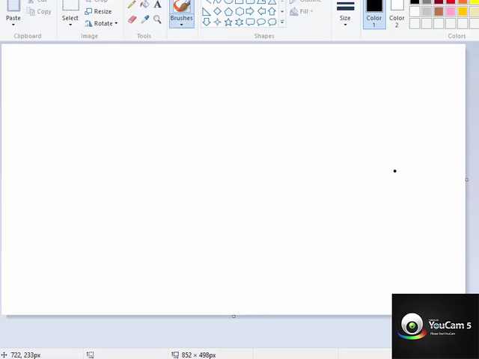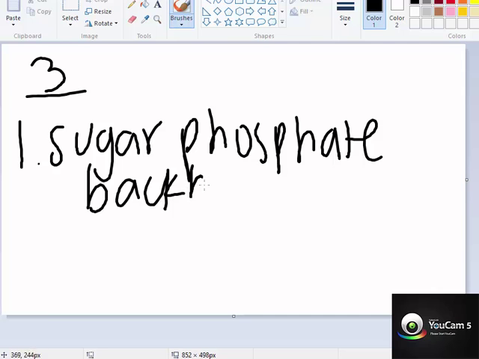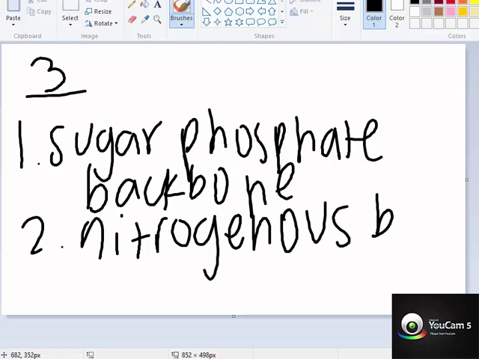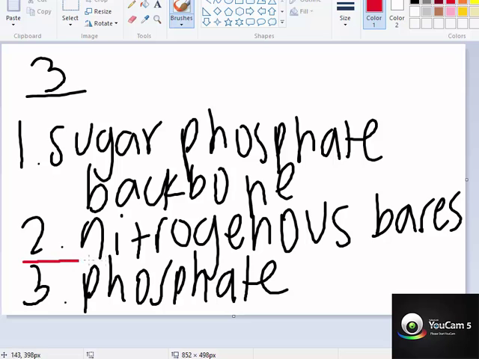So DNA has three main parts to it, and we're going to be focusing on one, but I'll give you the three. The first one is a sugar phosphate backbone. And then the other one is the nitrogenous bases, and this is what we're going to be mainly focusing on today. And then the third one is a phosphate group. But what we're going to be focusing on right now is these nitrogenous bases. That's what I really want to talk about.